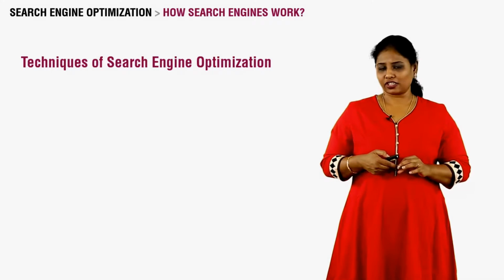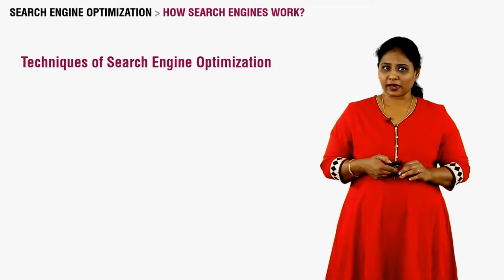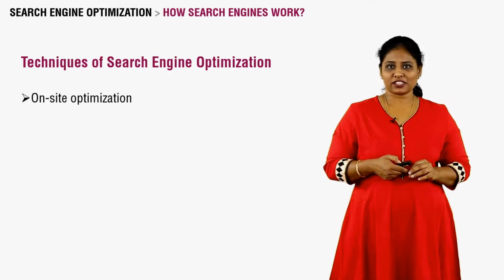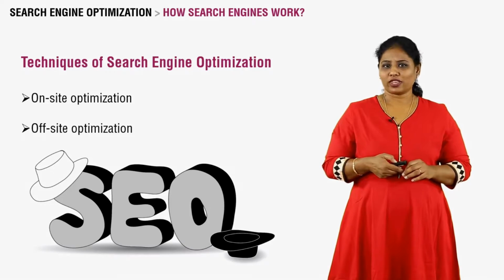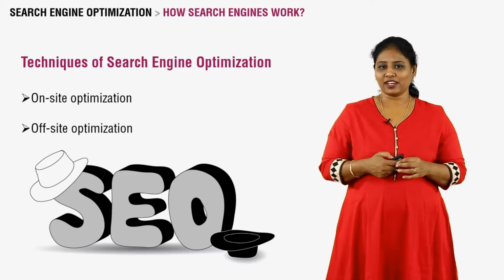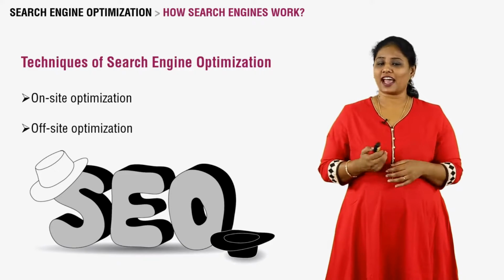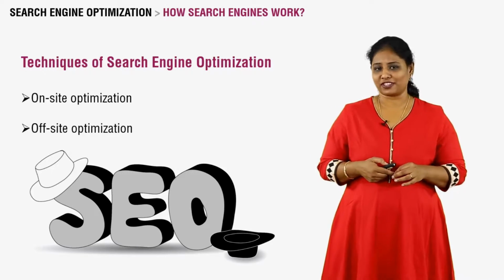Let's take a look at the techniques of search engine optimization. There are two major buckets: on-site optimization and off-site optimization. If you're wondering what the hats in this picture refer to, these are the white hat methods and the black hat methods of search engine optimization.